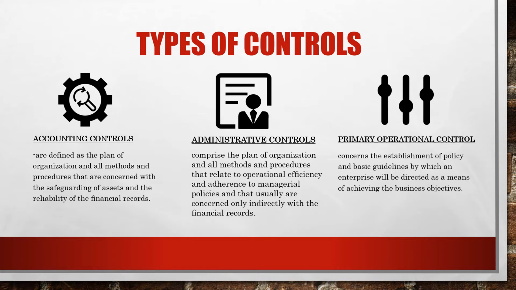And lastly, the primary operational controls, which concern the establishment of policy and basic guidelines by which an enterprise will be directed as a means of achieving the business objectives. Given the recent broadening of the traditional definition of controls and those various statements on the subject, it facilitates discussion if the internal control structure of the entity is divided into two parts. So there are two parts of the controls, which we will be discussing on the next slide.